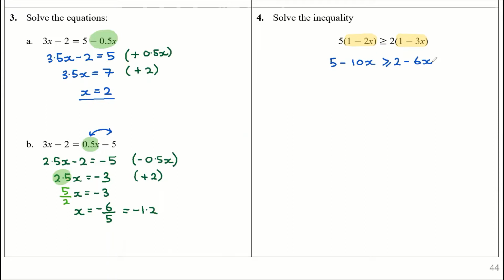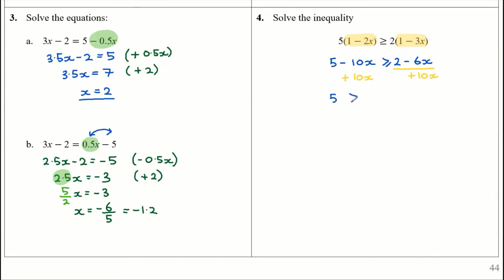Once again, we need to nominate a side to collect the x's. So I think a good idea would be to put the x's on this side, because if I add 10x to both sides, I'll get a nice positive x. Okay, so I'm going to add 10x to both sides. So I'm going to show you that step here now. Plus 10x. And so it's like a mezzanine step or a sub step, if you like. So the next full step would look like this.